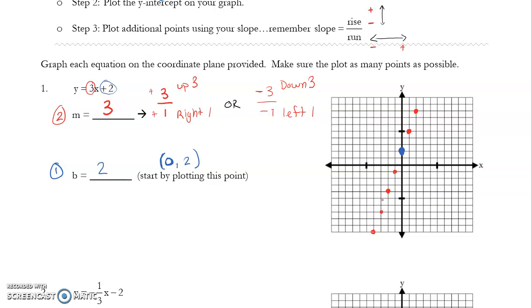Now I'm ready to actually sketch my graph. But I can check this. Up 3, right 1. Down 3, left 1. I can connect all of those following that pattern, or the reverse. I can connect them all. That should always work. I take my straight edge out, and I sketch my line. I put arrows on it, because lines have arrows, segments do not. This is now the graph of y equals 3x plus 2.